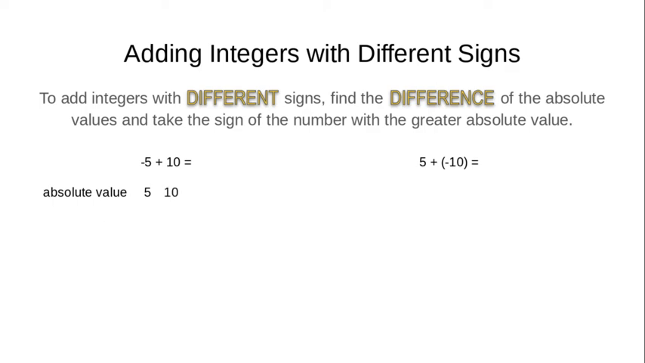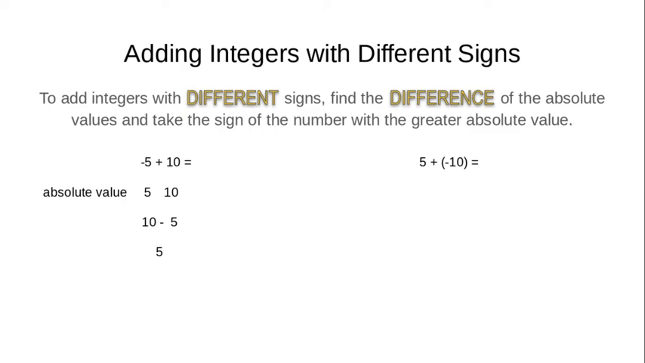Since I have different signs in my original problem, this time I'm going to find the difference of the absolute values, which means I'm going to subtract them. 10 minus 5 equals 5. Now for our answer, we need to take the sign of the number with the greater absolute value. 10 is greater than 5, and 10 in the original problem is positive. Therefore, our answer is going to be positive 5.